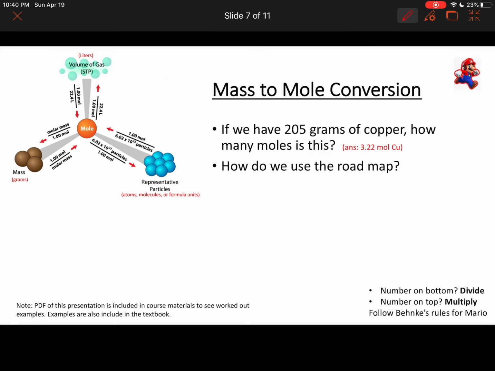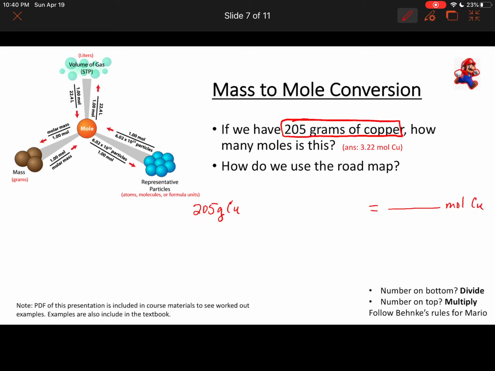So here we will do a mass to mole conversion. And we have to start by writing down what we know. This is what's given. I will circle it, put a square around it. And I'm going to write down what I know. I have 205 grams of copper, Cu. And I am trying to solve for moles of copper.